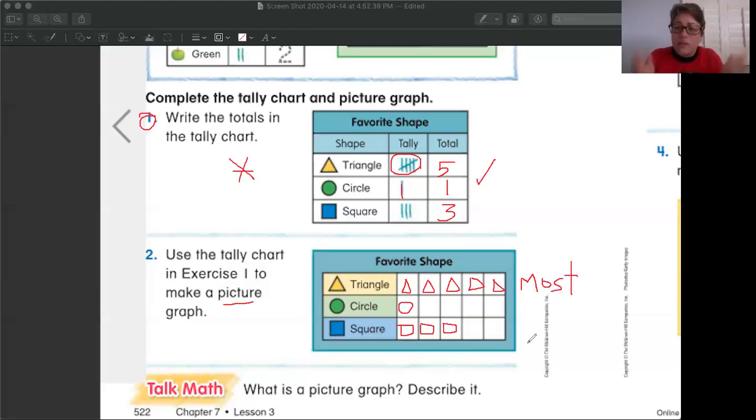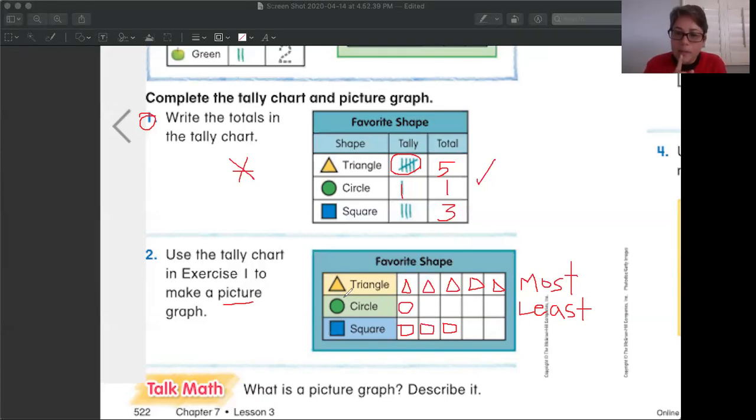And then what if I asked you, what did the least number of people like? The least is the smallest number. Okay, well, there's only circle or square, and circle only has 1. So this one is the least. So if you want to think of the winner, triangle, and circle will be the last choice that people wanted. All right, so the most and the least.